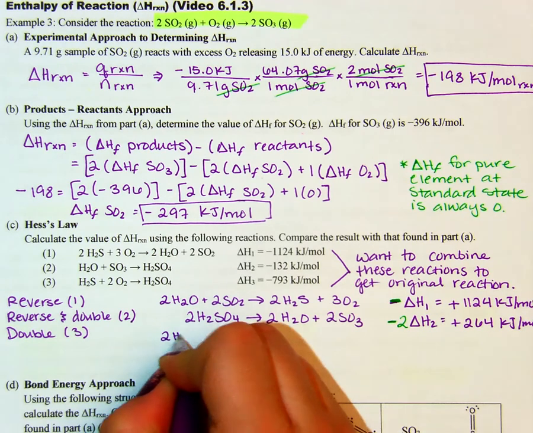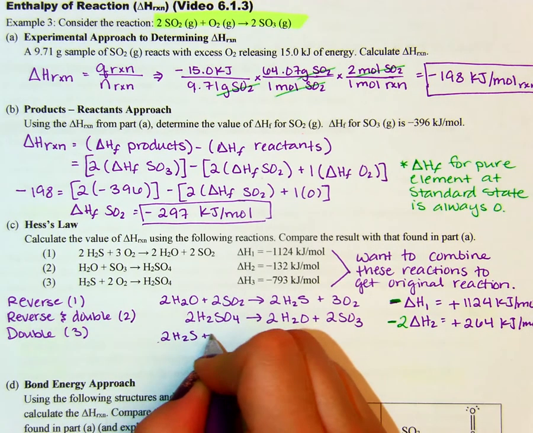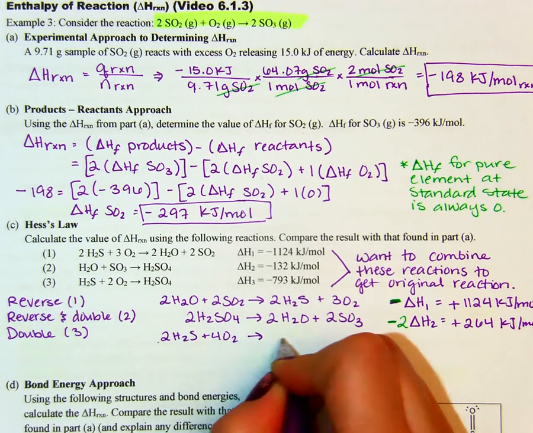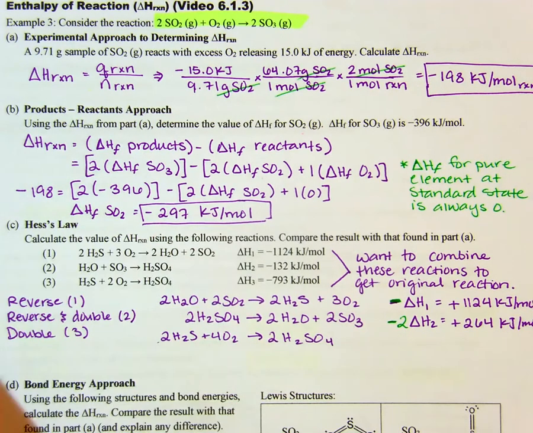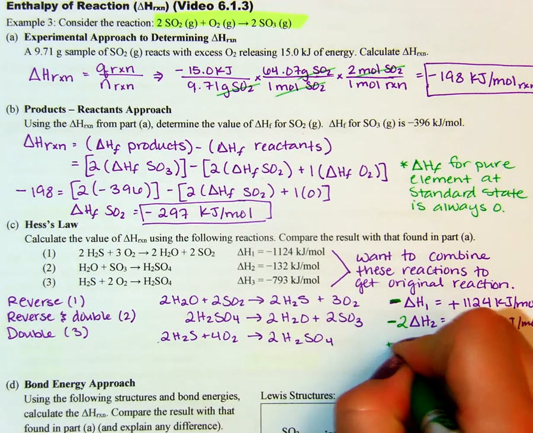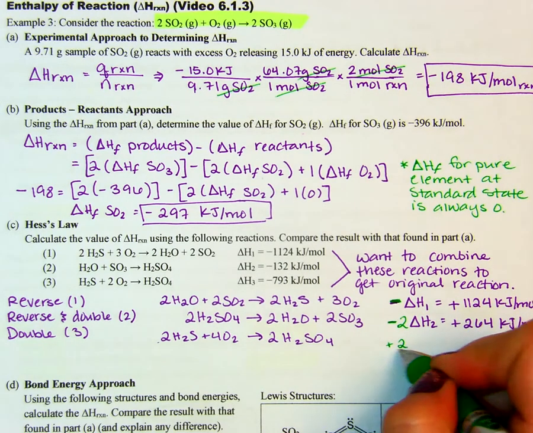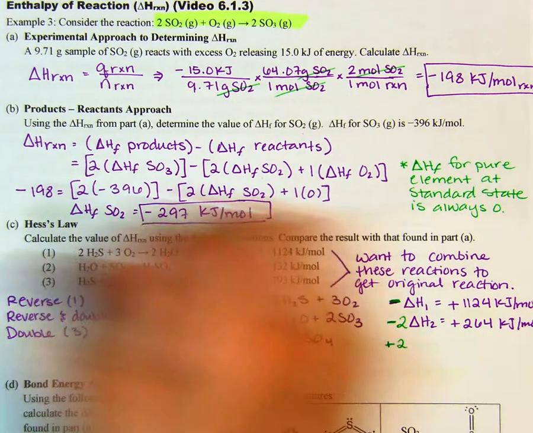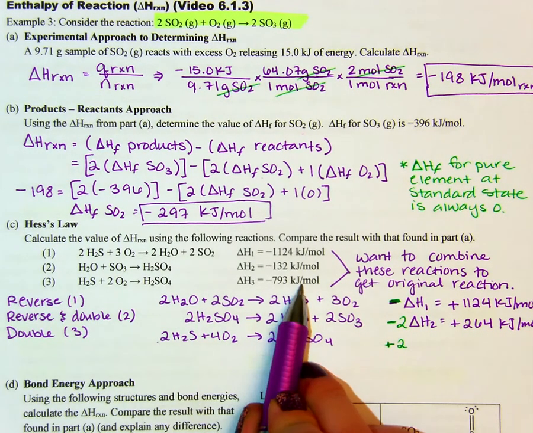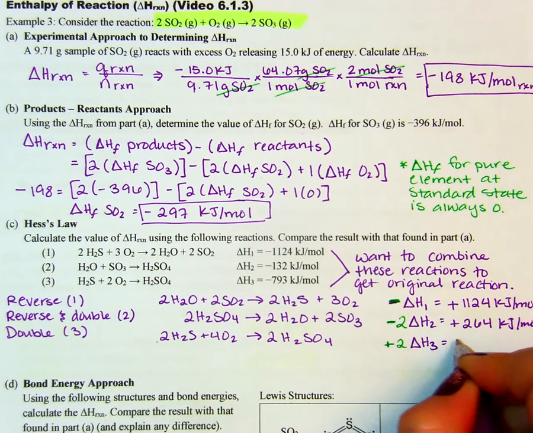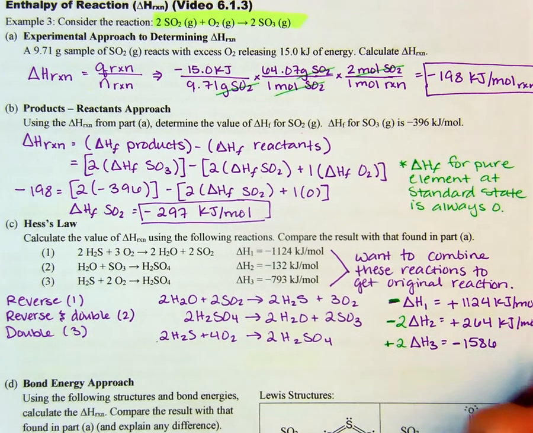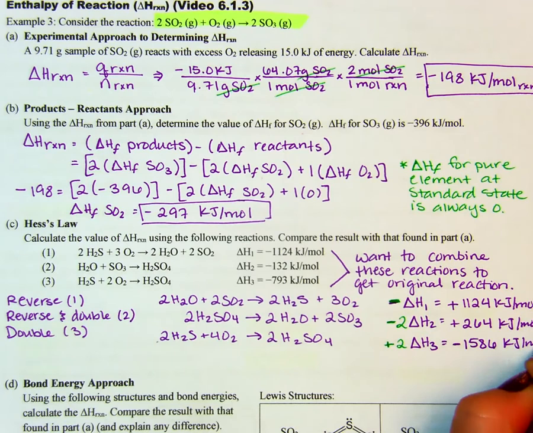So 2 H2S, that 2 because we're doubling it, plus 4 O2, it's going to yield 2 H2SO4. And then the only thing we need to do was double it. So I just added a positive sign there. I'm keeping track of my signs, but that won't change the sign over here. So let's see, 793 doubled equals, what is that, negative 1586 kilojoules per mole.